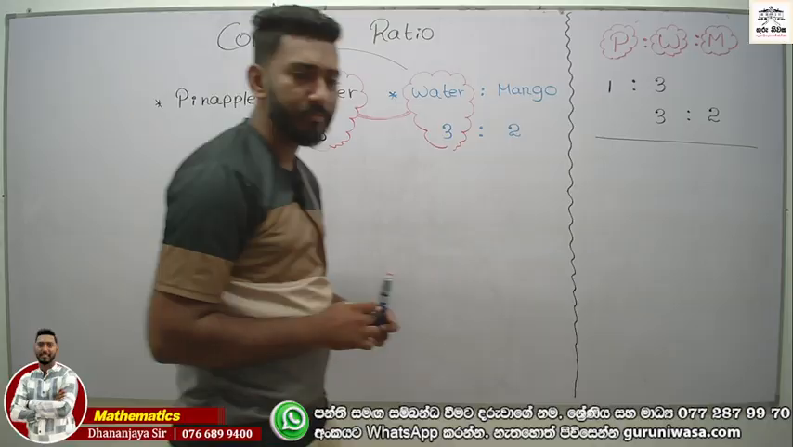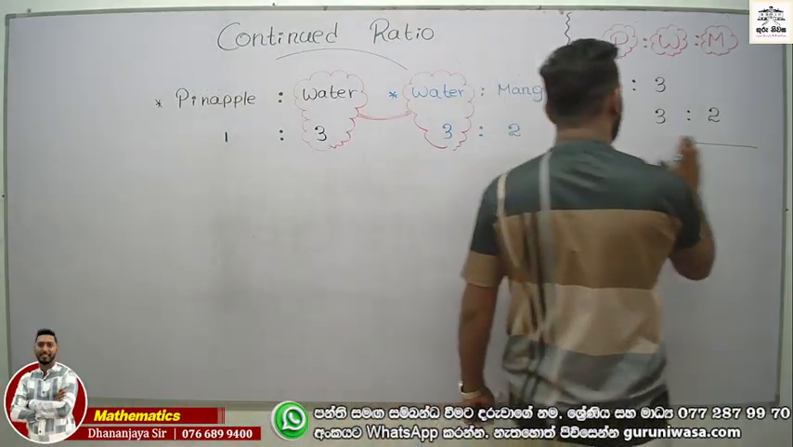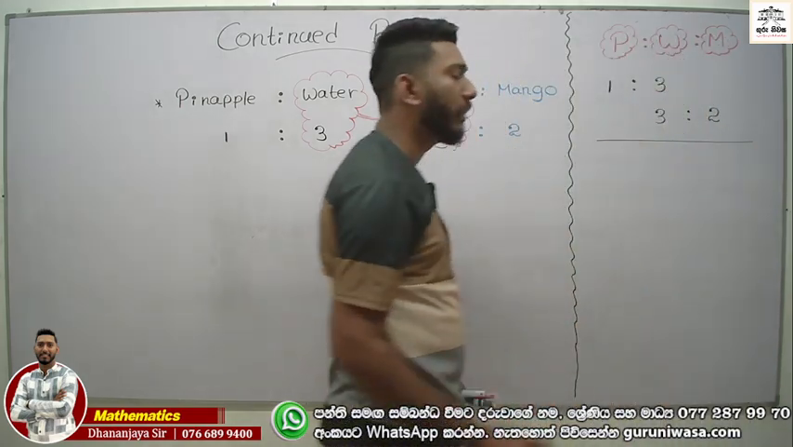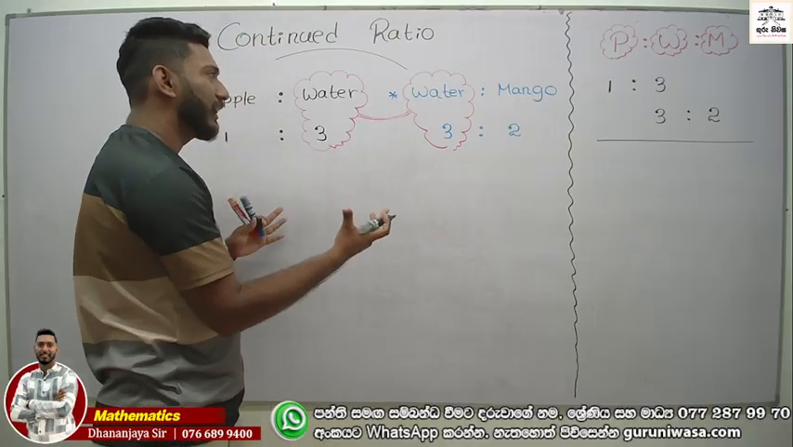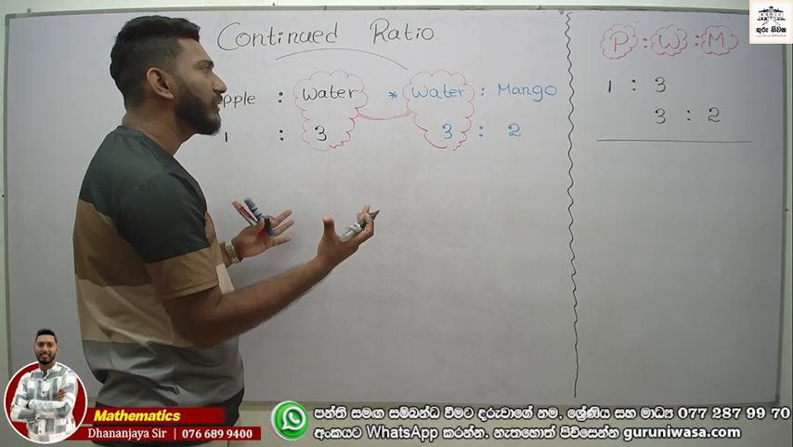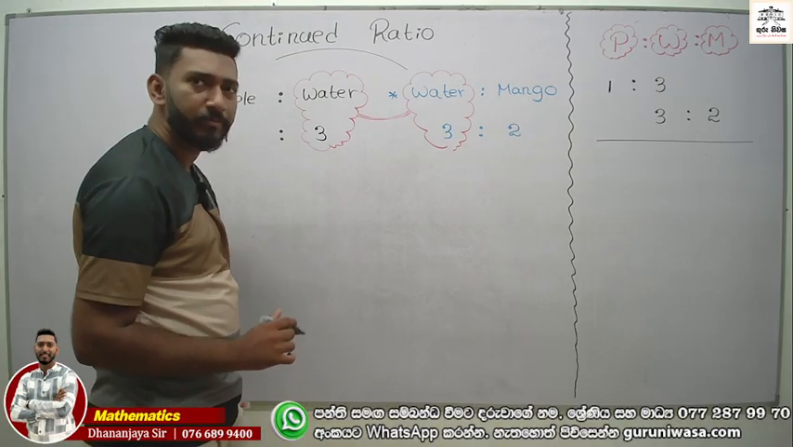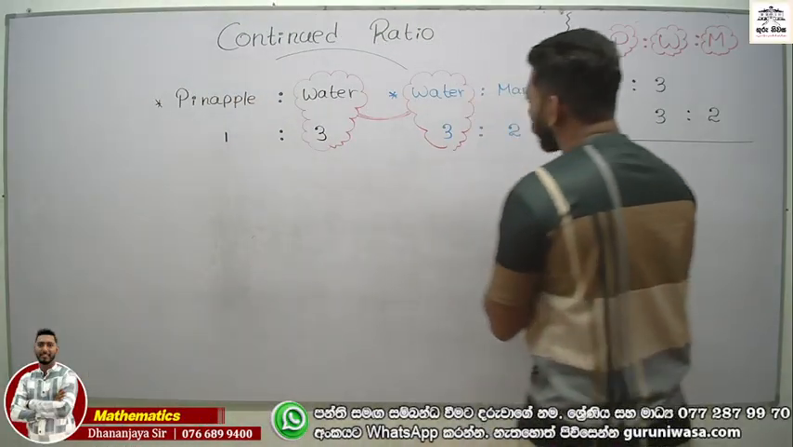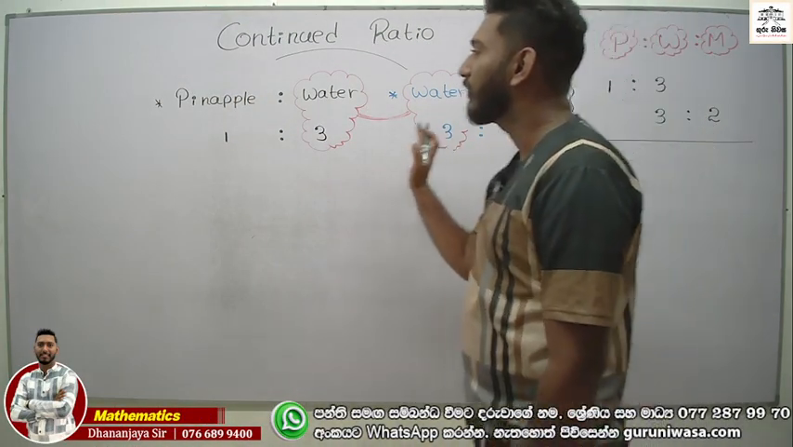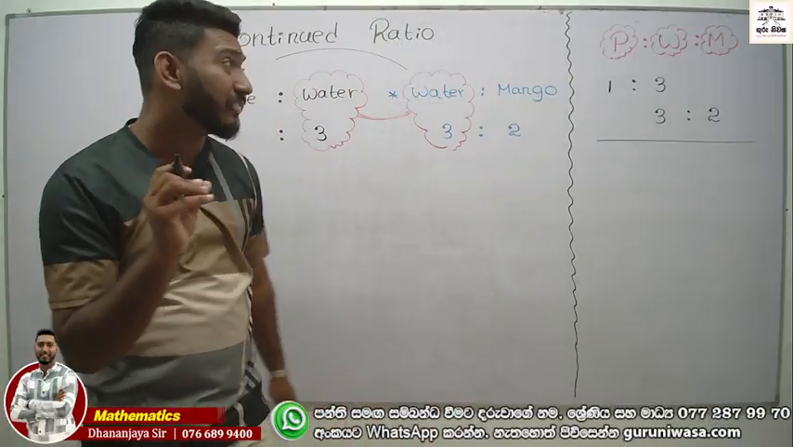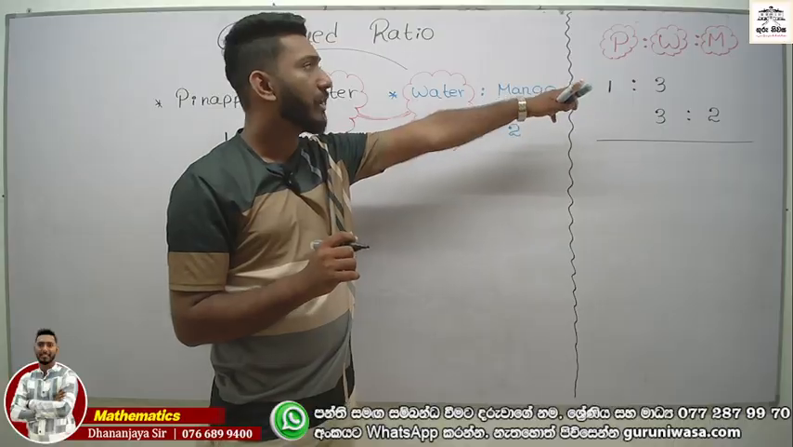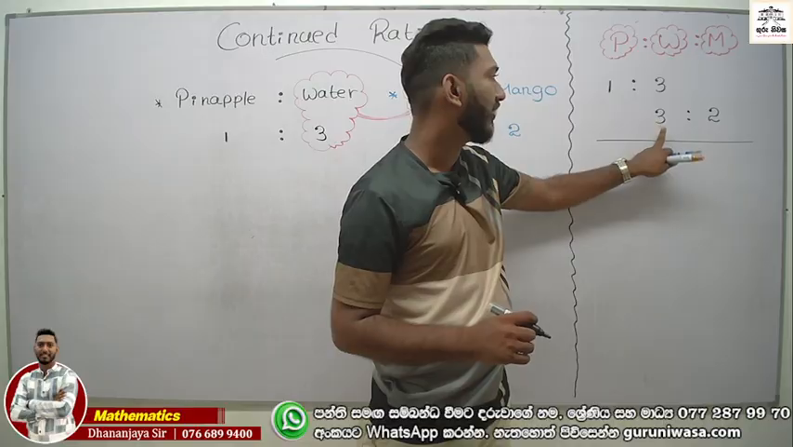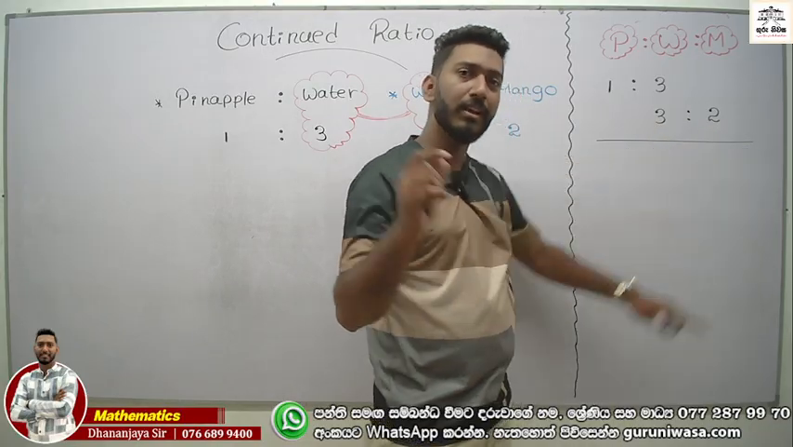Now, everyone, did you understand how to write this? You need to write the common thing as the middle one. Therefore, pineapple to water, first scenario; water to mango, second scenario. Water is the common thing. Now I am going to write water in the middle. Pineapple to water 1 into 3, water to mango you can write below as 3 to 2. Now understood?